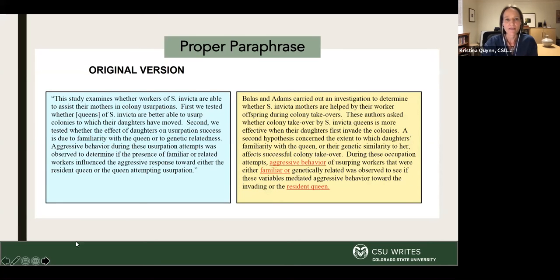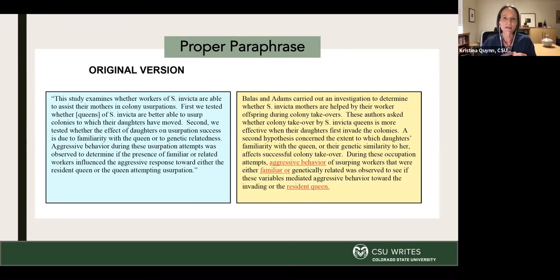Here you have a proper paraphrase. It's the same passage, by the way, but here you can see that we know who is doing what right from the very beginning. Ballas and Adams carried out an investigation to determine whether S. invicta mothers are helped by their worker offspring during colony takeovers. These authors asked whether the colony takeover by S. invicta queens is more effective when their daughters first invade the colonies. The second hypothesis concerned the extent to which daughters' familiarity with the queen or their genetic similarity to her affects successful colony takeover. During these occupation attempts, aggressive behavior of usurping workers that were either familiar or genetically related was observed to see if these variables mediated aggressive behavior toward the invading or the resident queen.